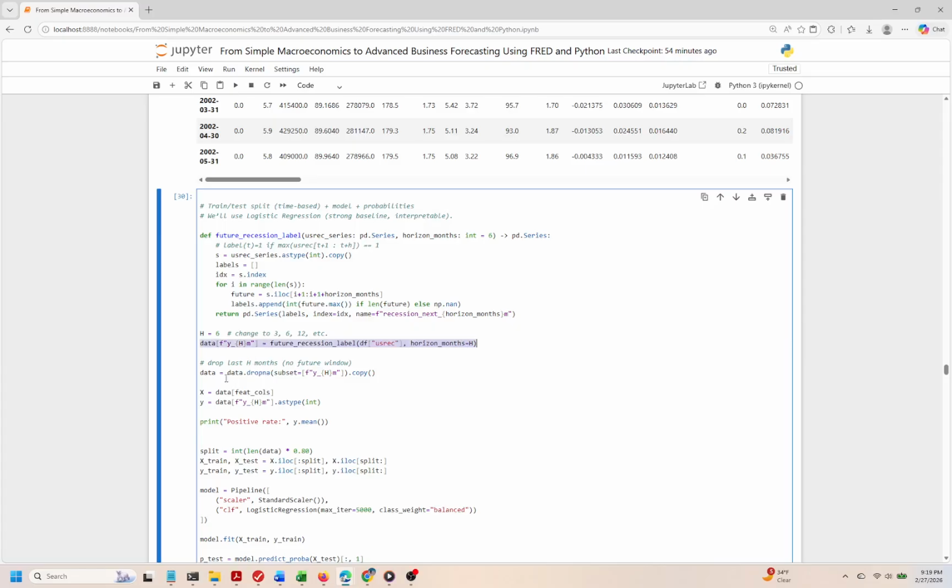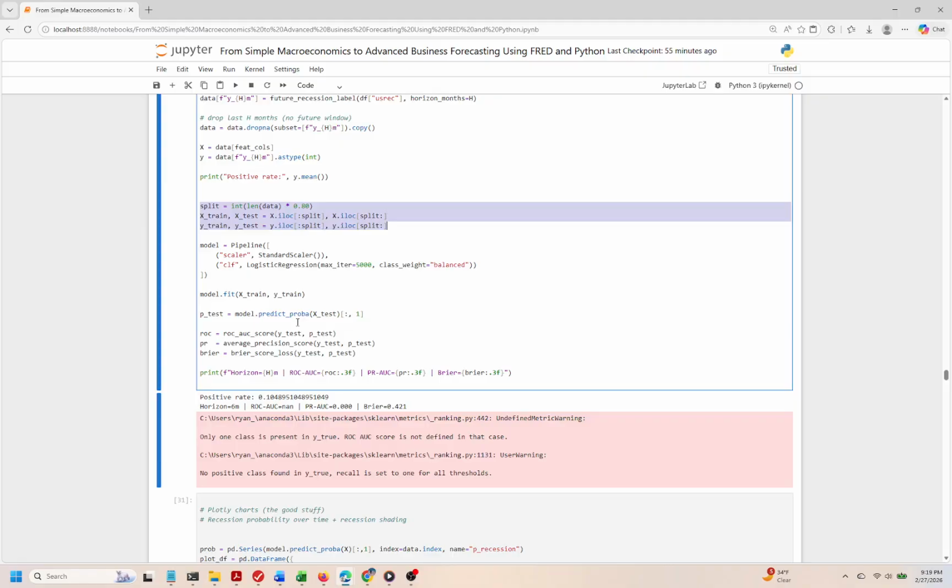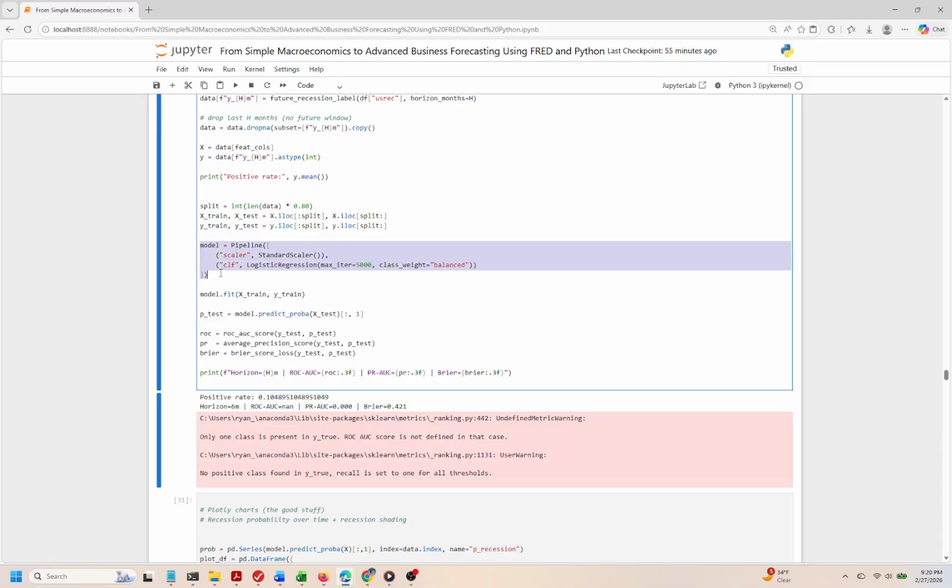In the following steps, we split our dataset into training and testing components, using 80% of the data for training and reserving the remaining 20% for evaluation. We create a pipeline that standardizes our feature set and applies the logistic regression model, enabling us to efficiently train on our training data. After fitting the model, we calculate the predicted probabilities for the test set, which provides insights into how likely a recession is predicted according to our model.